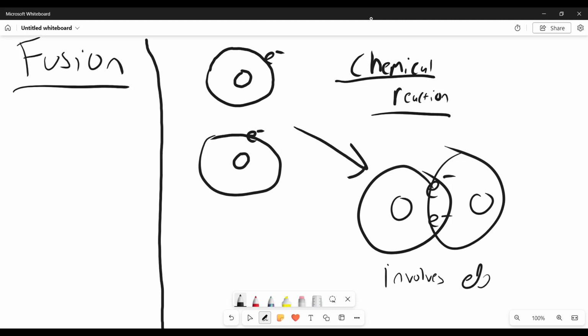electrons. Oh my, this pen is so difficult to write with. I'm so sorry.